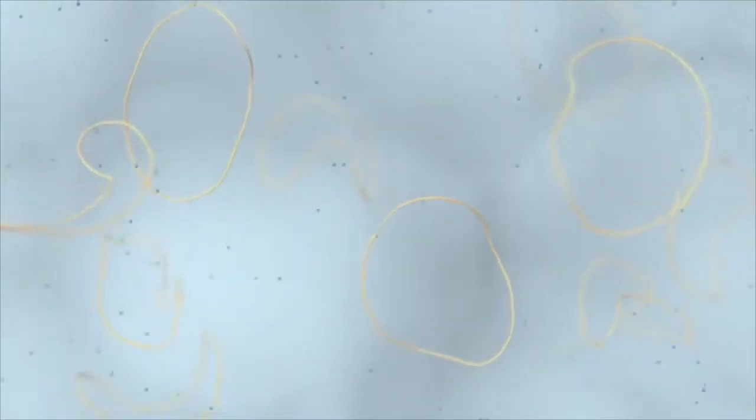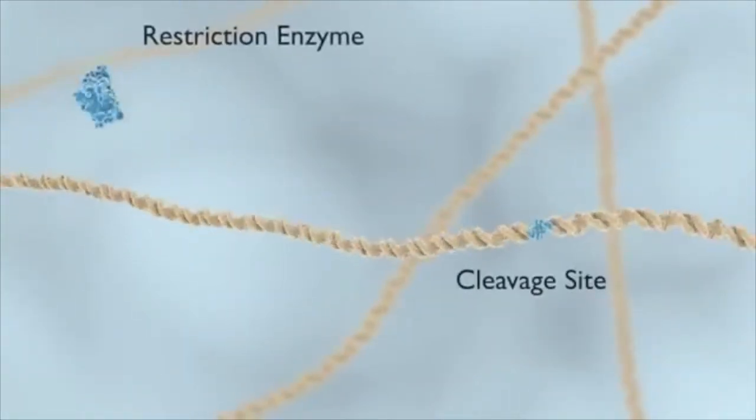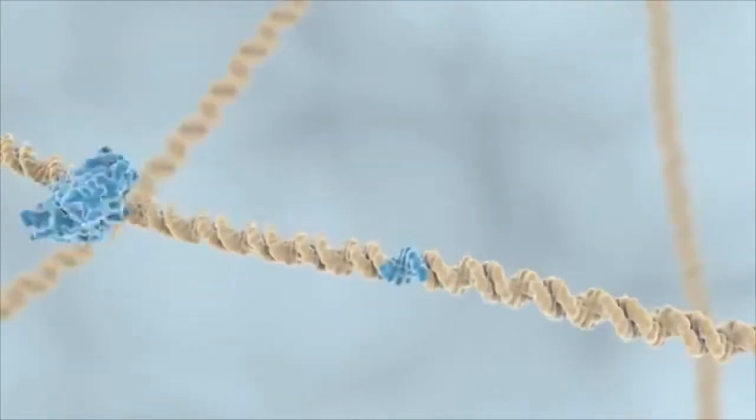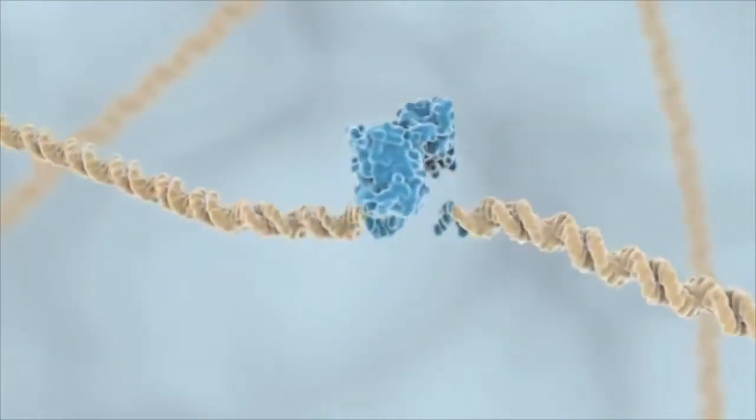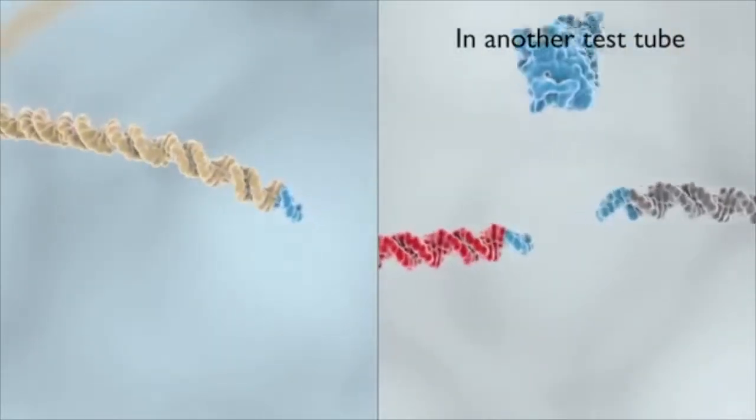Restriction enzymes split the DNA into fragments at restriction sites. Restriction enzymes are found in bacteria, and their purpose is to kill viruses. The enzymes attack the viral DNA and break it into useless fragments.